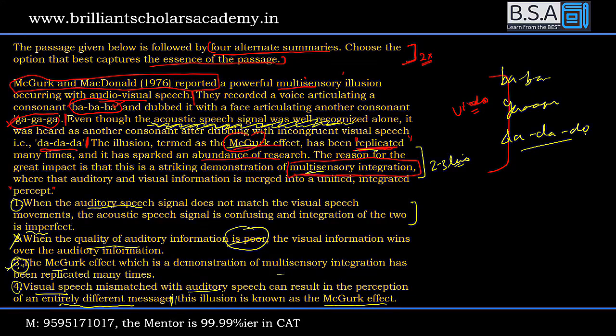Why negate 1? Let us go back to 1 one more time. When the auditory speech signal does not match the visual speech movement, the acoustic speech signal is confusing and integration of the two is imperfect. It catches all of this too, but the overall McGurk effect name does not appear anywhere.